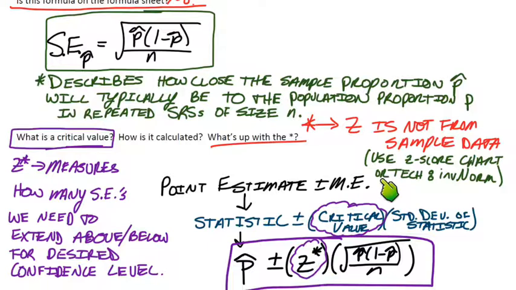The Z star itself isn't from sample data, right? It's actually coming right off the chart, or use the inverse norm command in your calculator. It has really nothing to do with these. It just tells you how wide you want to go on a normal distribution. So the star is really nothing special. It just says it's not related to the sample data itself.